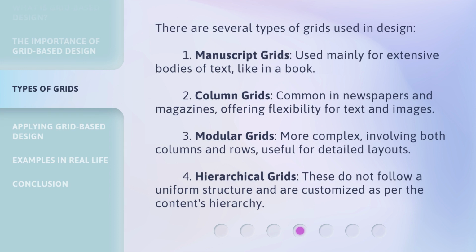There are several types of grids used in design. 1. Manuscript grids, used mainly for extensive bodies of text, like in a book. 2. Column grids, common in newspapers and magazines, offering flexibility for text and images. 3. Modular grids, more complex, involving both columns and rows, useful for detailed layouts. 4. Hierarchical grids. These do not follow a uniform structure and are customized as per the content's hierarchy.